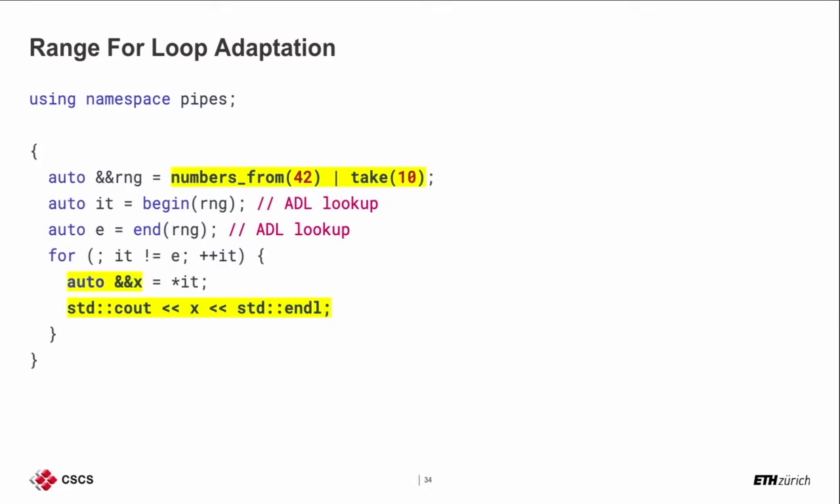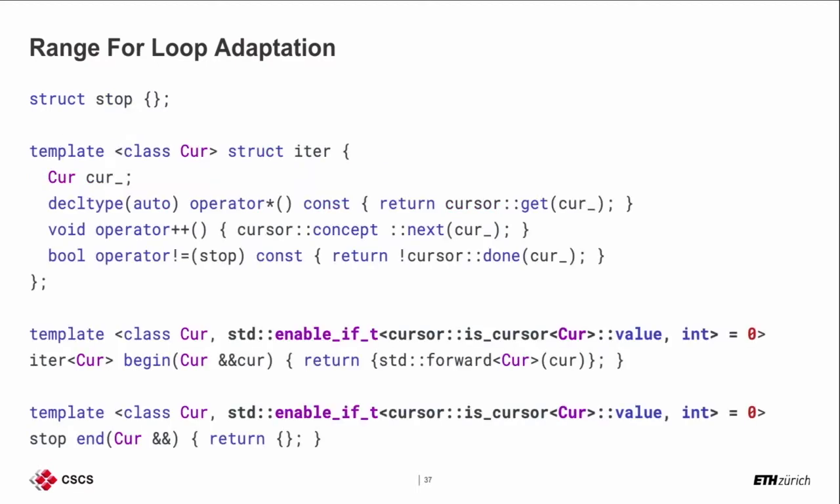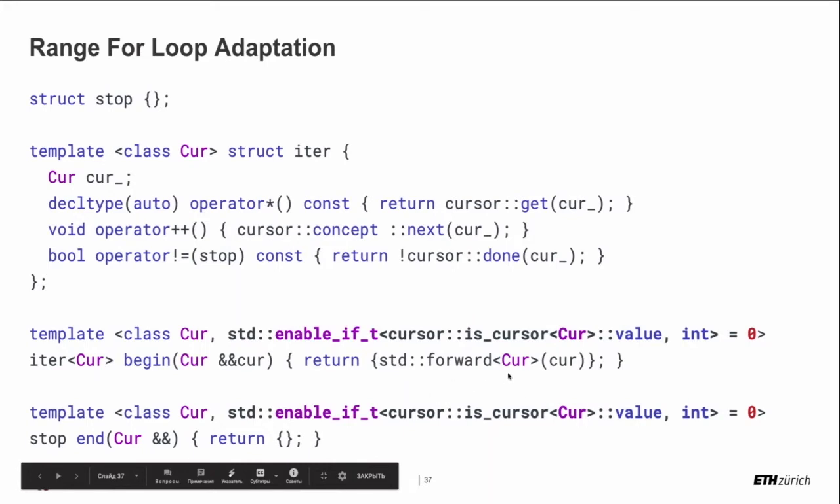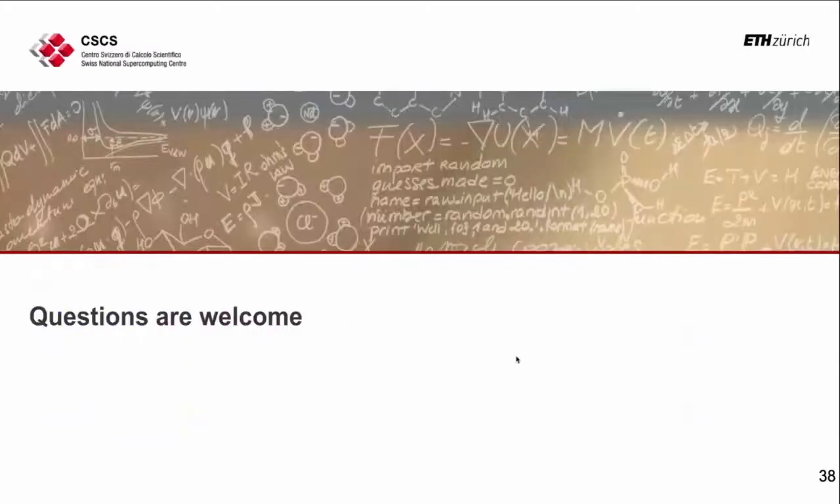Now we can use this syntax, but there is one problem though. If we do that, we will have a misleading compiler error. It says that there's no cursor get function. And why? In order to protect against this, we will add SFINAE enablers that will choose this function only if the cursor is really a cursor. I think that's it. Well, any questions?